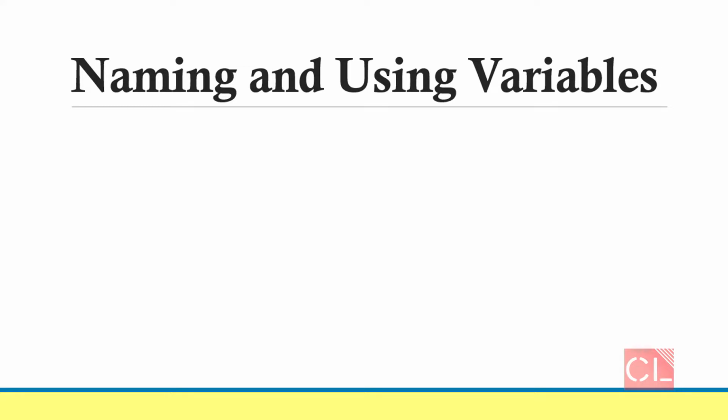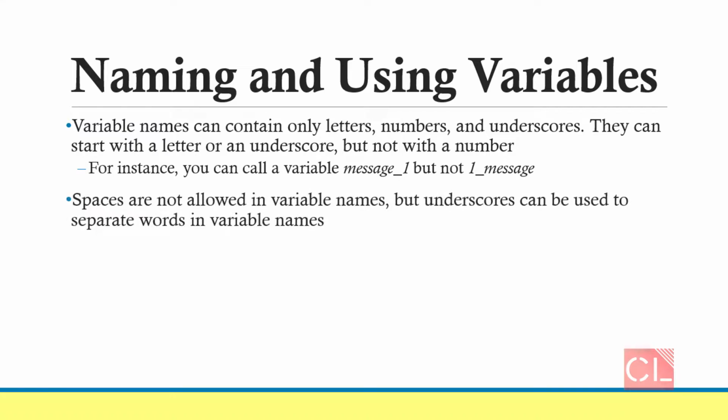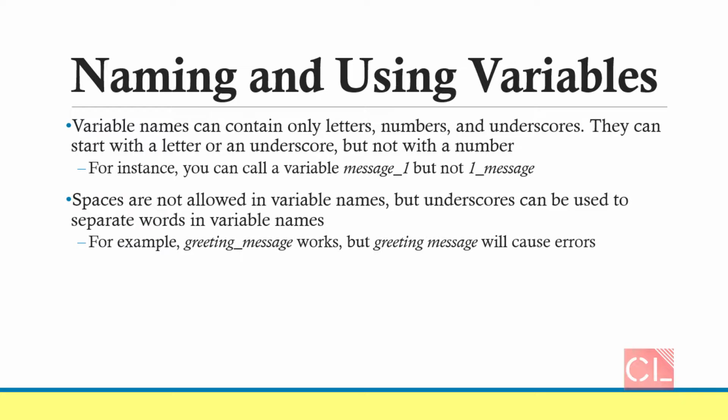Naming and using variables. Variable names can contain only letters, numbers, and underscores. They can start with a letter or an underscore but not with a number. For instance, you can call a variable message_1 but not 1_message. Spaces are not allowed in variable names, but underscores can be used to separate words in variable names. For example, greeting_message works, but greeting message will cause errors.